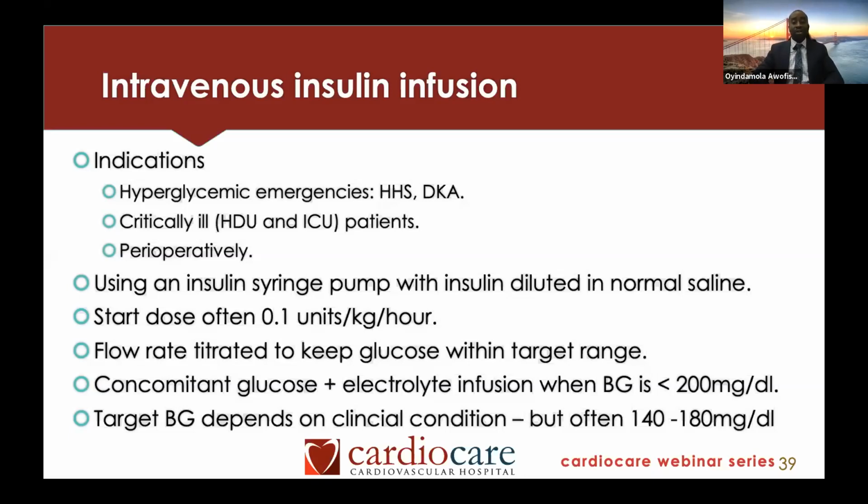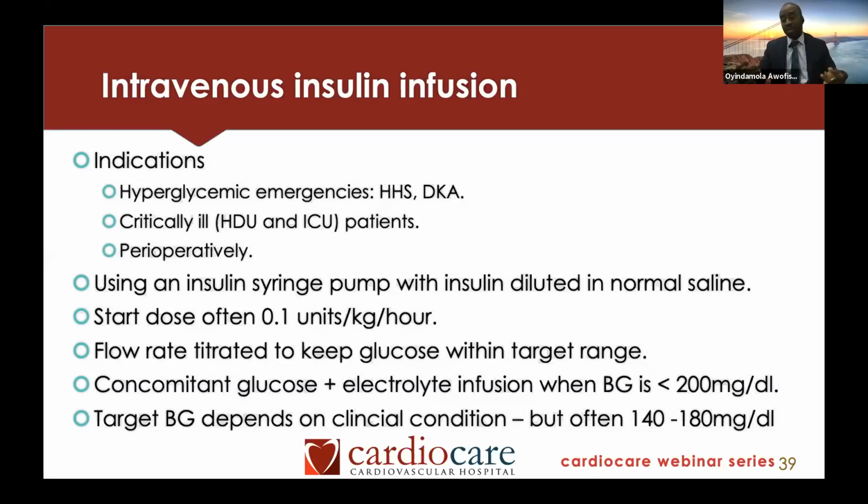Okay, so intravenous insulin infusion is given using a syringe pump, and the insulin is usually diluted in normal saline. Usually a 50 ml syringe is used with the infusion pump, and then the flow is titrated to keep the blood glucose within target range. The flow rate is continuously increased until the blood glucose is within target range, and then that flow rate is maintained. It is perhaps the most effective way of controlling glycemia for critically ill patients.